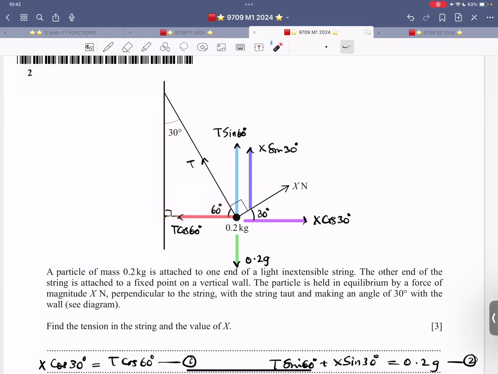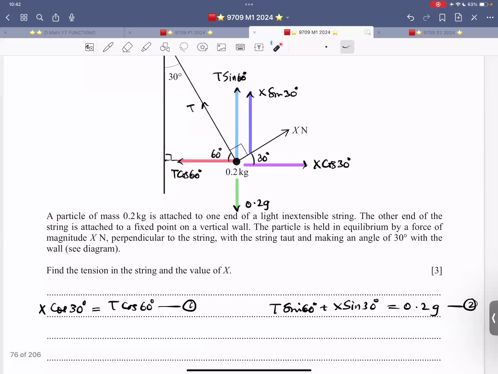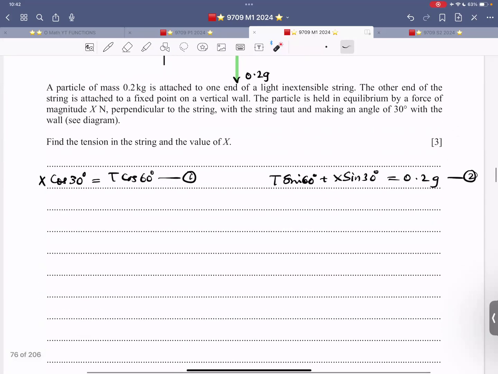What is the rule that I follow? The rule that I follow is to make sure the angle is with the horizontal. Therefore, the horizontal component always has a cos, and the vertical component always has a sine. So T is resolved vertically, T is resolved horizontally, X is resolved horizontally, X is resolved vertically. This is 60, this is 30, this is 90, altogether it's 180. Now it's in equilibrium. That means force acting to the right should equal force acting to the left, and forces acting up should equal forces acting down.